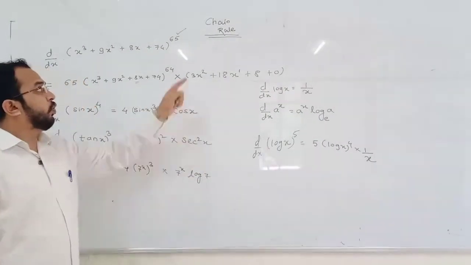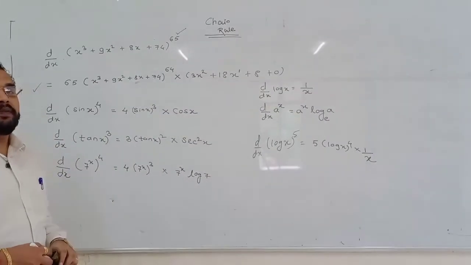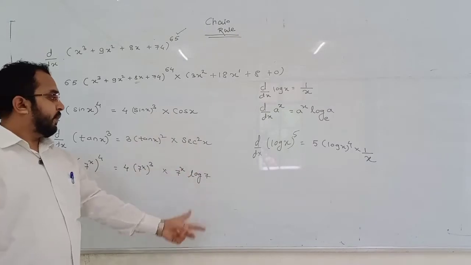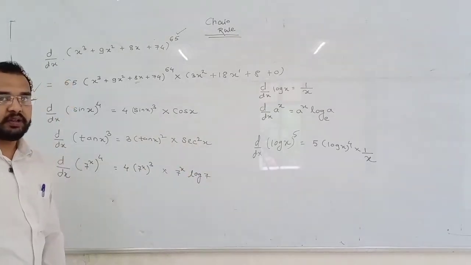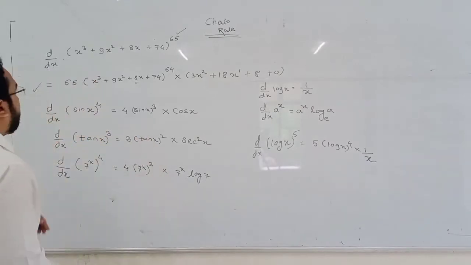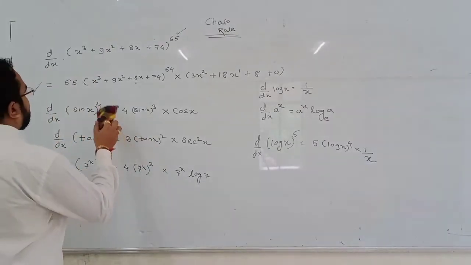So in chain rule, whatever we differentiate of the secondary function goes in the product, in the multiplication. Right? So this is the chain rule for functions having power.